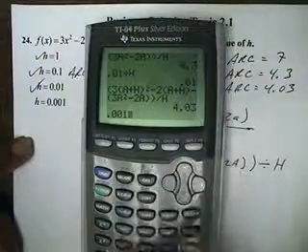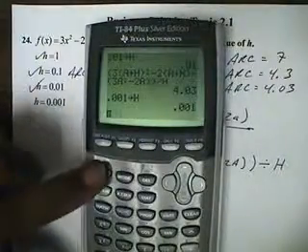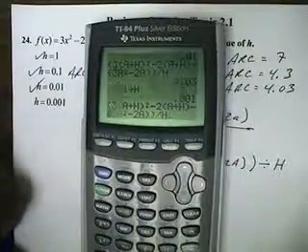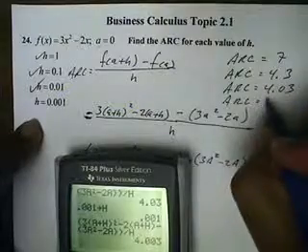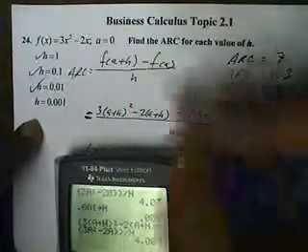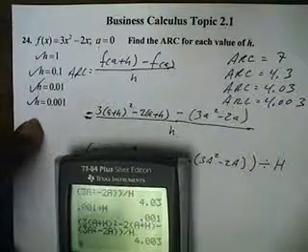Okay, lastly, 0.001 being stored into alpha h, we'll bring back the equation, second function enter, and then we have now our last ARC. Our last ARC will be 4.003, and that is for h being 0.001.